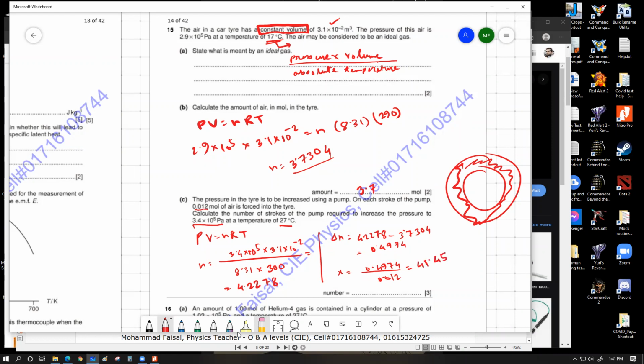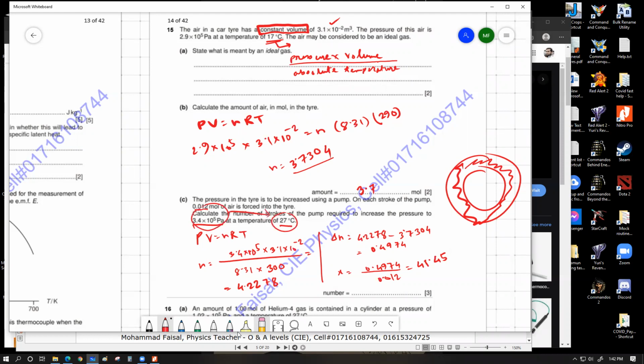Now my question is, what should your number over here be? Should you write this as 41 or should you write this as 42? 42. Why not 41? If you apply 41, the pressure will not increase. Correct. If you apply 41, our pressure or temperature will not rise exactly to this value.